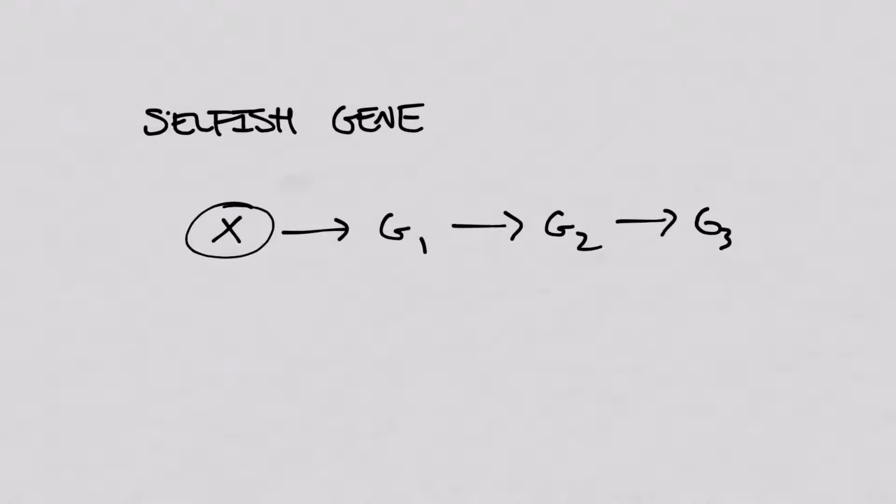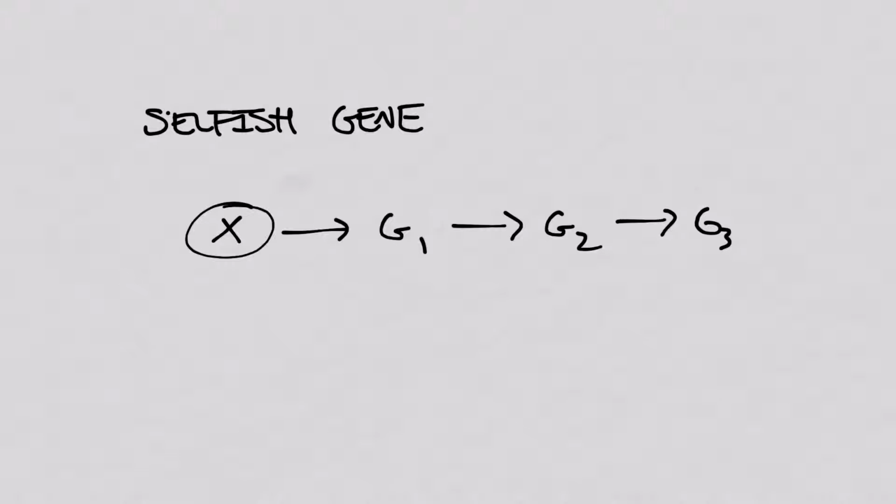Now, it's important to remember here that genes are not sentient organisms. They're not thinking. But even though they're not thinking, they still have this goal of moving down the generations. They're not actively thinking about anything, but they need to be good enough to stick around.